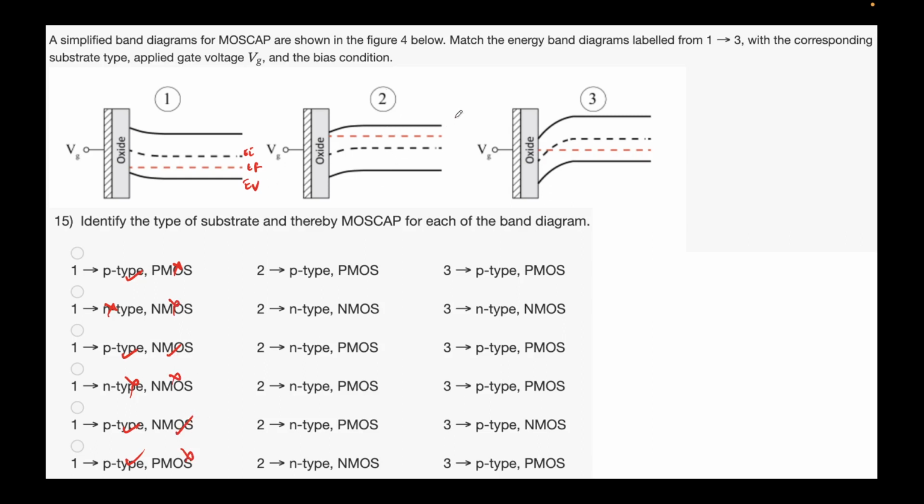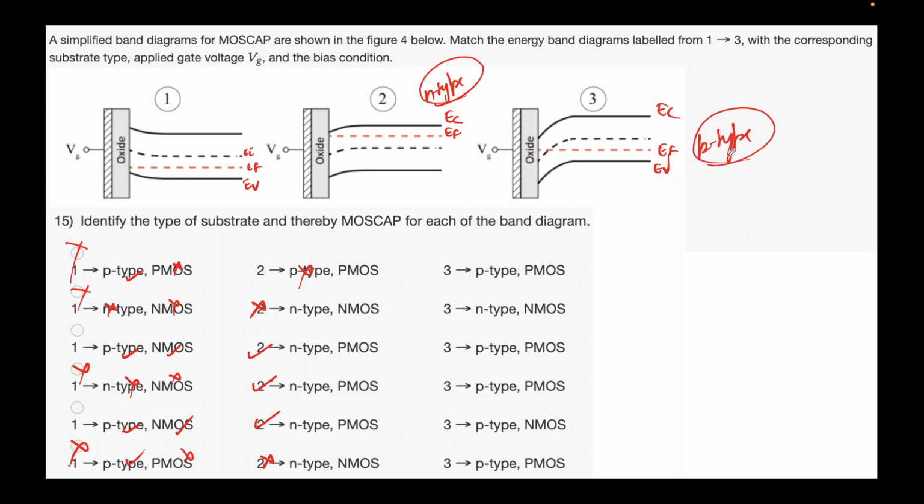Now let's look at this second device. Here we have EF closer to EC in the bulk. This means it's an n-type material. An n-type material, as we talked about, can give rise to an inversion layer of holes, which forms a p-MOSCAP device. So this option is crossed. We can have this, or this. Again, 3 or 5, only these two options survive now.